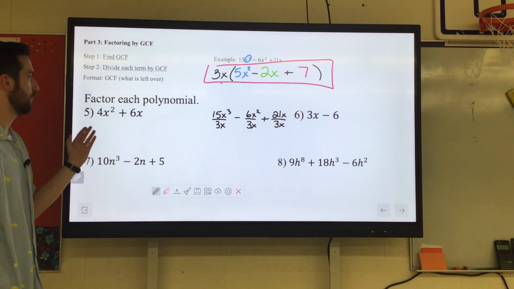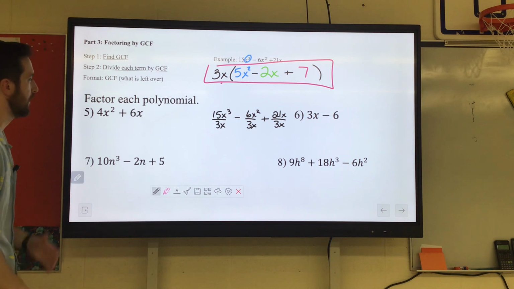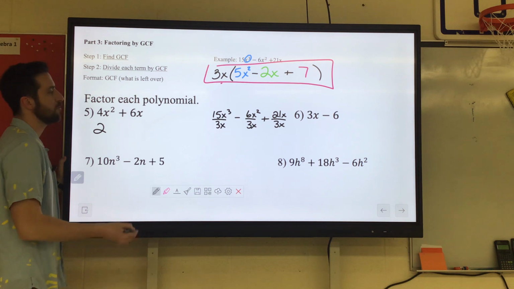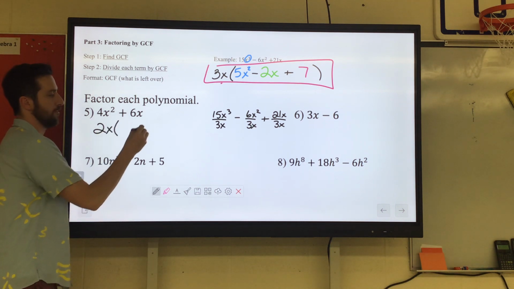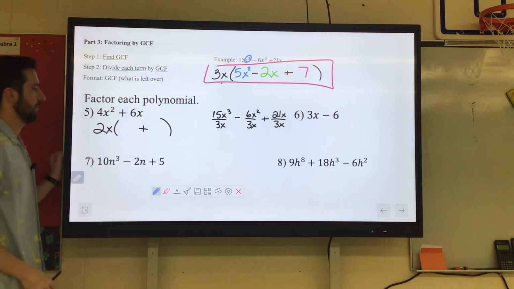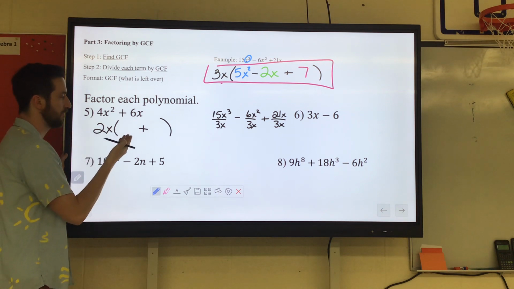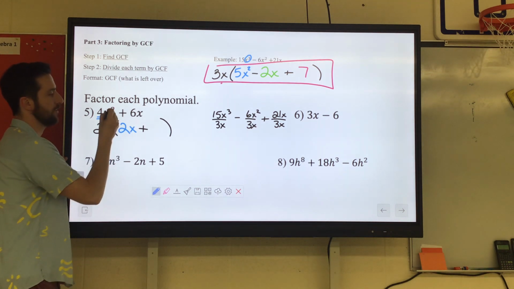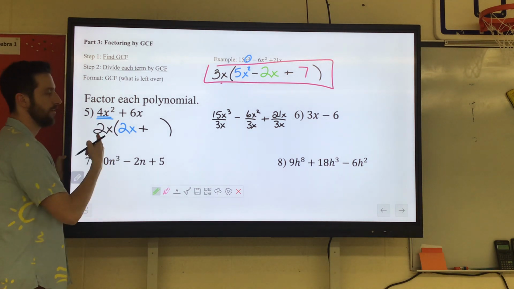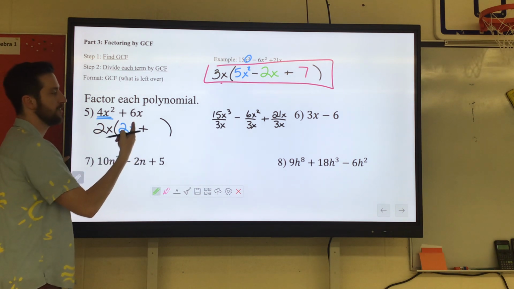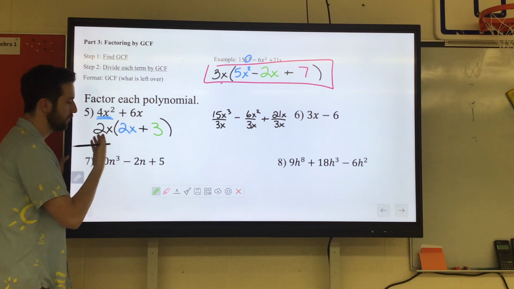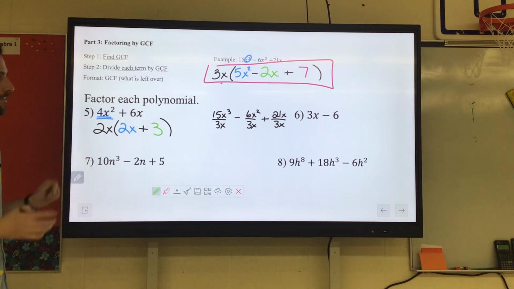So look at 5. 4x to the second plus 6x. I see they're both even, so I know 2 goes into both of them. They also both have at least x to the first power. I'm thinking in my head, 2x times something gives me 4x squared. Well, 2 times 2 is 4. X times x would give me the x squared. Now I have to think 2x times something gives me 6x. 2 times 3 is 6, and I already have the x. 2x times 3 is 6x. Done.